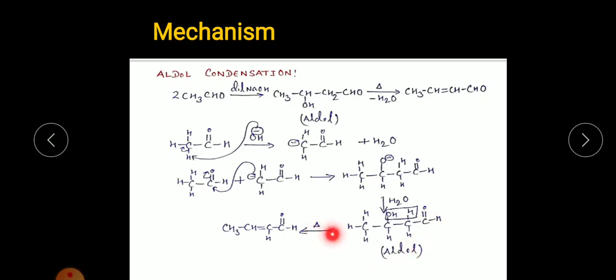Now on heating, what will happen? This OH and H will be removed as water, and it will form a double bond, which is but-2-enal. This is how the aldol condensation takes place. You can practice the mechanism as well by going step by step.